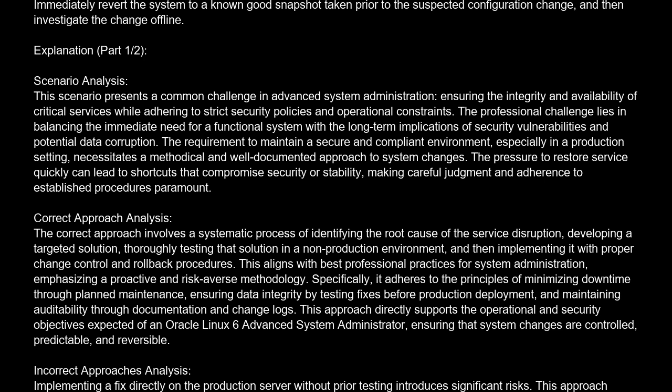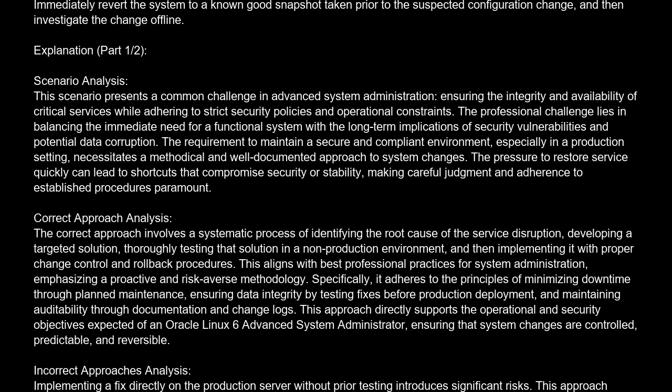The professional challenge lies in balancing the immediate need for a functional system with the long-term implications of security vulnerabilities and potential data corruption. The requirement to maintain a secure and compliant environment, especially in a production setting, necessitates a methodical and well-documented approach to system changes. The pressure to restore service quickly can lead to shortcuts that compromise security or stability, making careful judgment and adherence to established procedures paramount. Correct approach analysis.